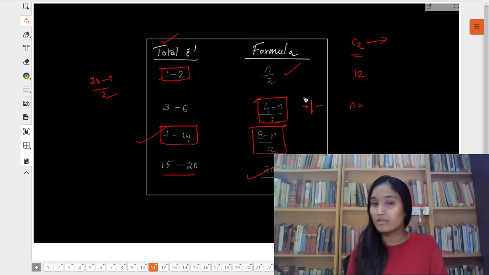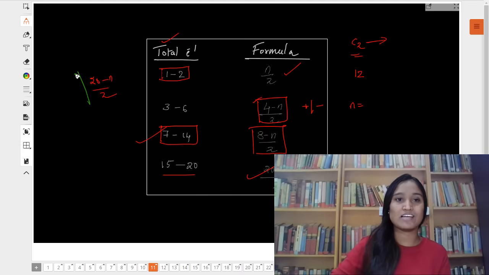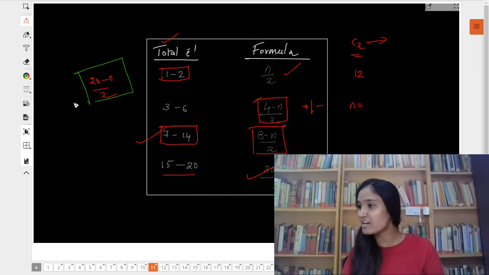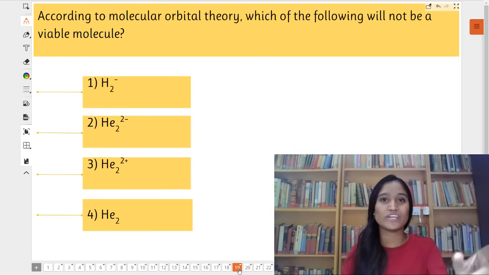Yeah? That's great. Some of you who are saying that you're not able to see the last formula, there you go. This is the final formula: 20 minus n by 2. Done? Learned it? Shall we go with one more question? Yeah, not this question, do not worry. This doesn't fall into what we discussed today. There we go.